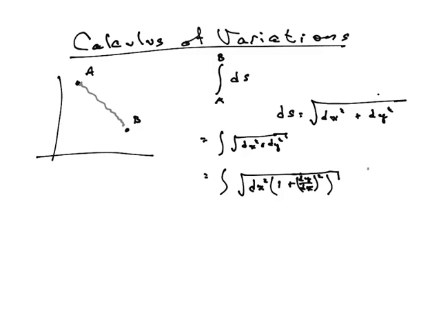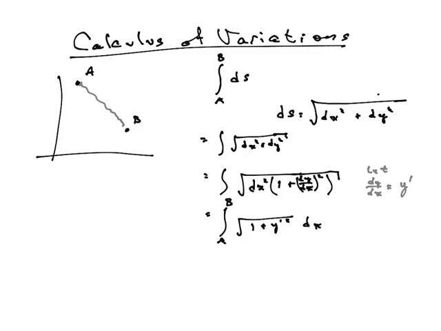Then I'm going to say let dy by dx be called y prime, just as a simple shorthand notation. Well, if I do that, I can now take the dx squared out of the square root as a dx, and what's left inside is the square root of 1 plus y prime squared, dx, from A to B.